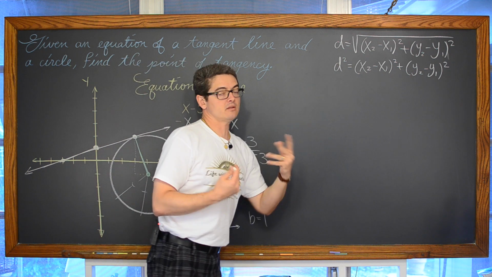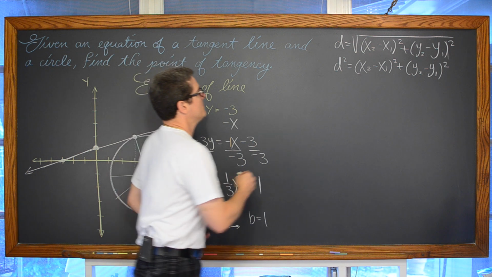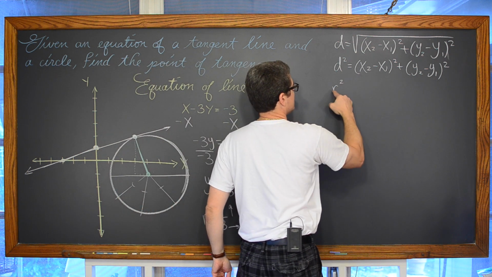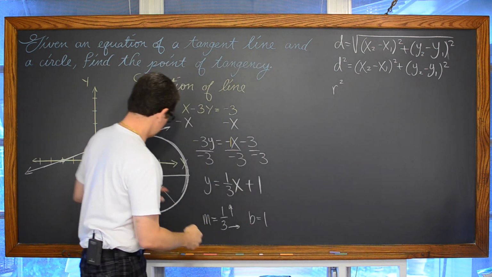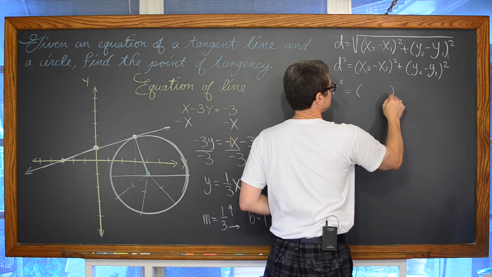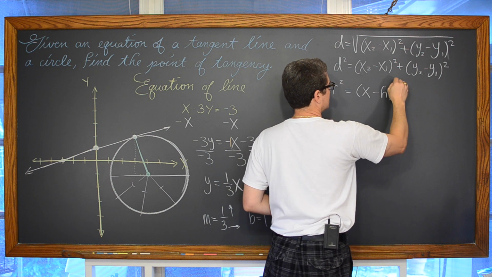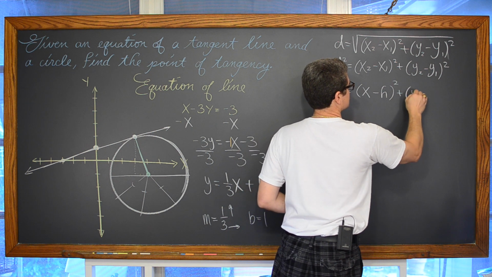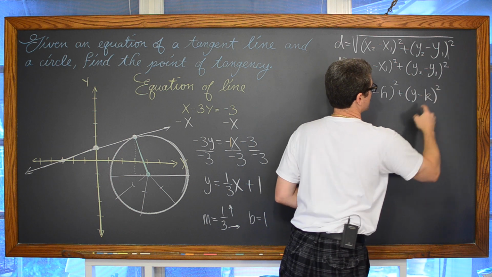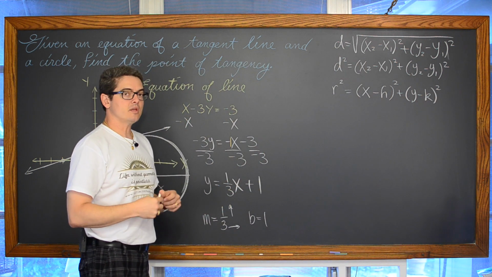And if we leave the letter d in there, it's going to get confusing with a diameter, which, of course, goes all the way across a circle. So it's going to be r squared, the length of that radius squared, is equal to x minus h squared plus y minus k squared. That is the standard form of a circle that you would find in your book.